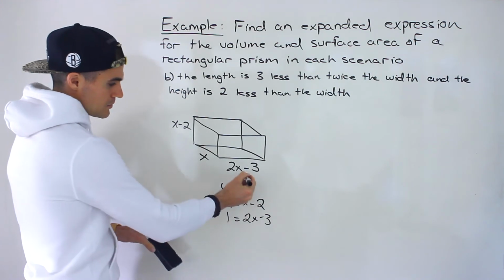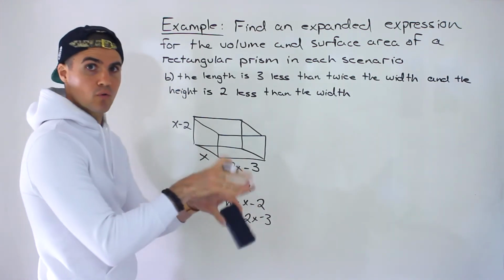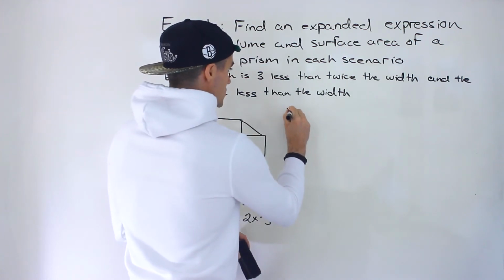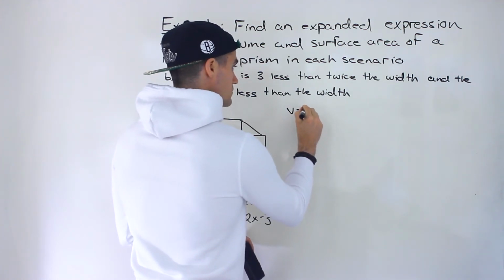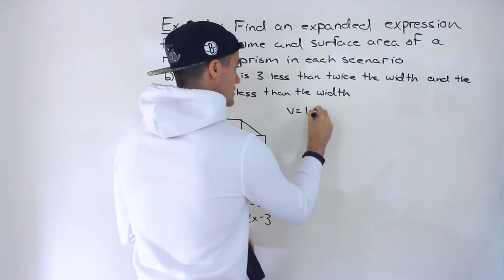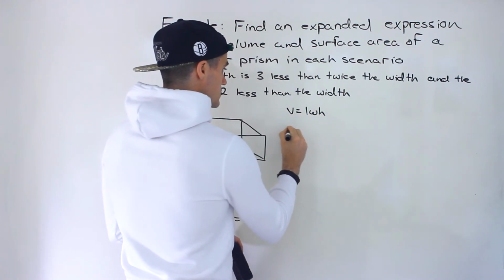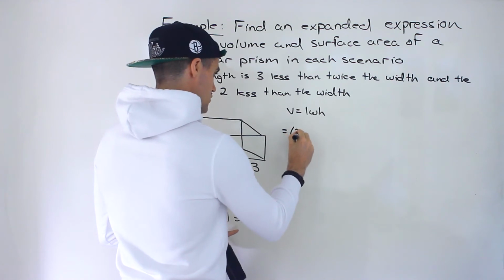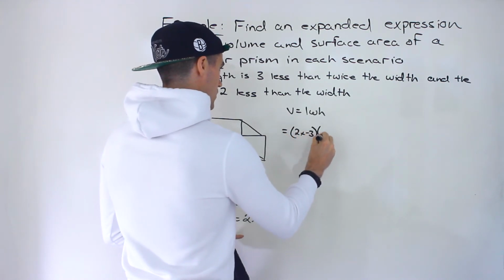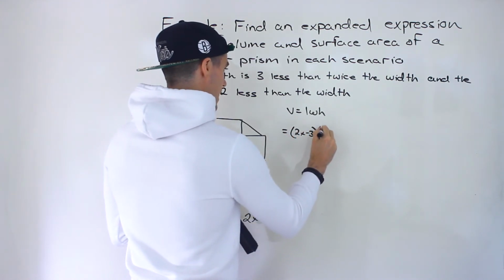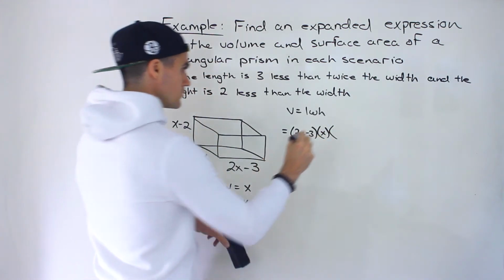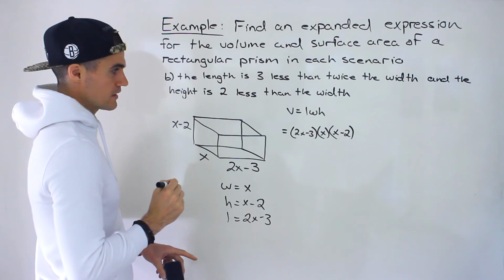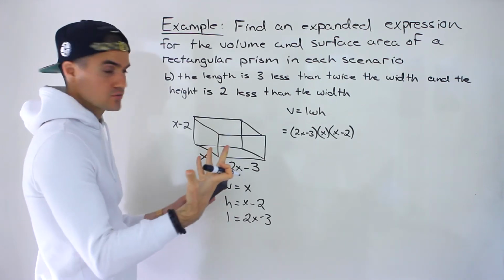Right? And so from here, because we have all of these in terms of one variable, we can now create these expressions. So let's start off with the volume. So the volume is length times width times height. So plugging these in, we'll have the length, which is 2x minus 3. We'll have the width, which is x, and then we'll have the height, which is x minus 2, like that. And then we just have to expand that.